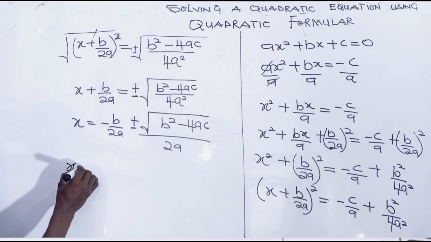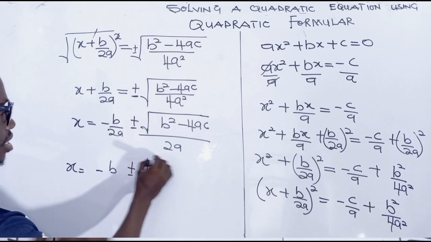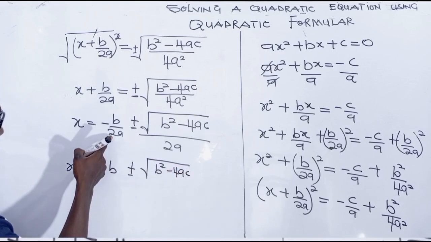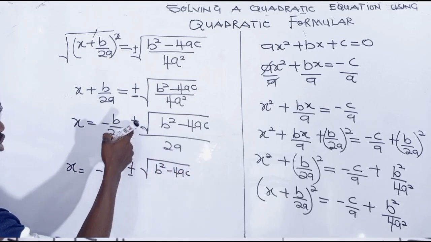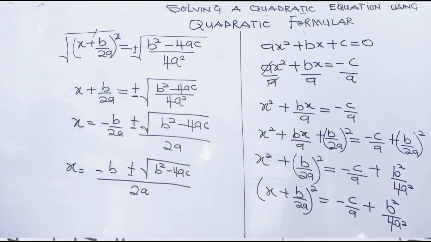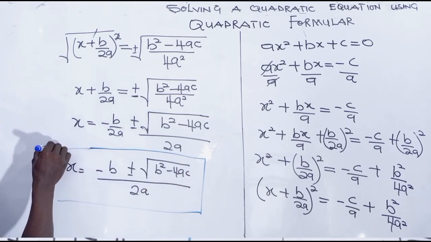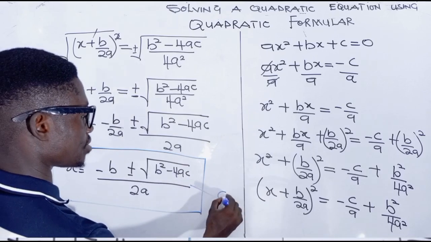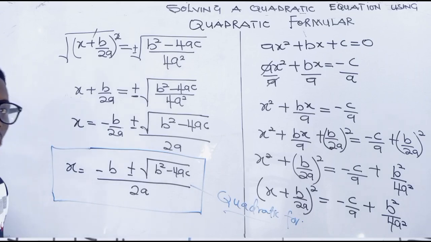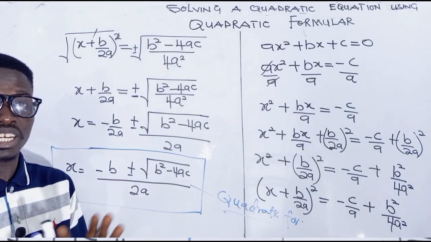Finally, we have x is equal to minus b plus or minus the square root of b squared minus 4ac, all over 2a. Since we have the same denominators, we can pick one of the denominators. This is what we refer to as the quadratic formula, or what students normally call the almighty formula. So we are going to use this formula to solve quadratic equations.